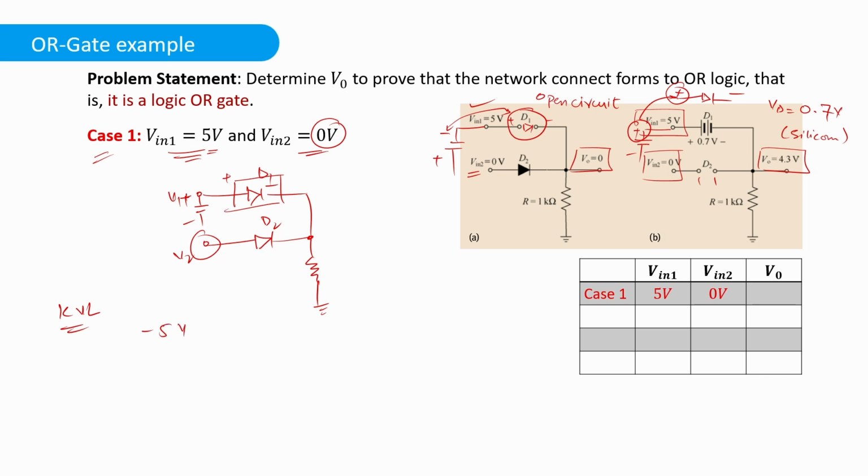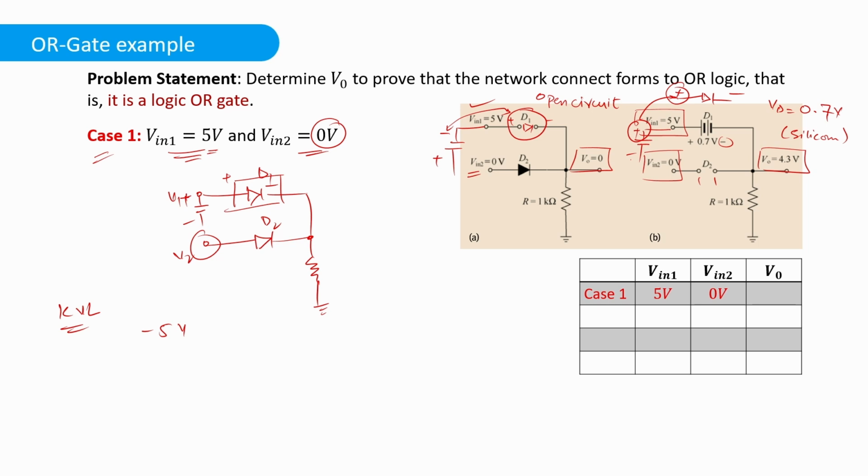From here, minus is the first terminal, so I use this approach. If you are using the second approach, then this will be plus 5 volts, and then you will have to use the second terminals of these components. So let's use the first terminal.